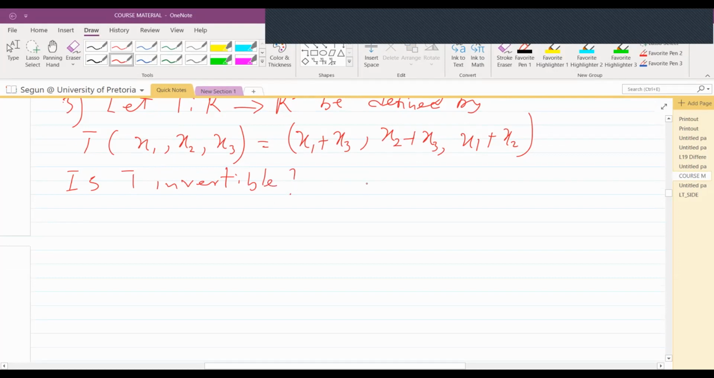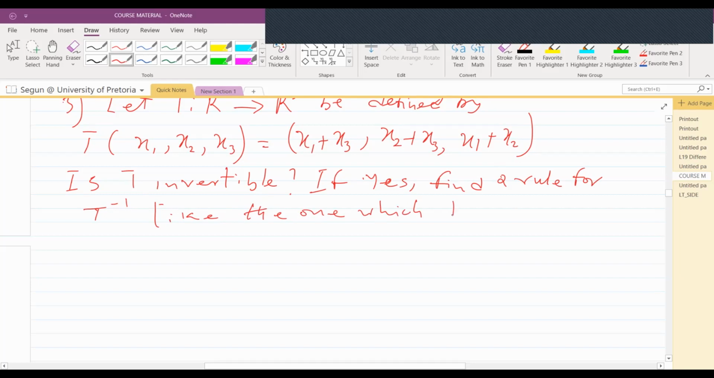All you need to do is just to show. Then, if yes, find a rule for T inverse, like the one which defines our T.